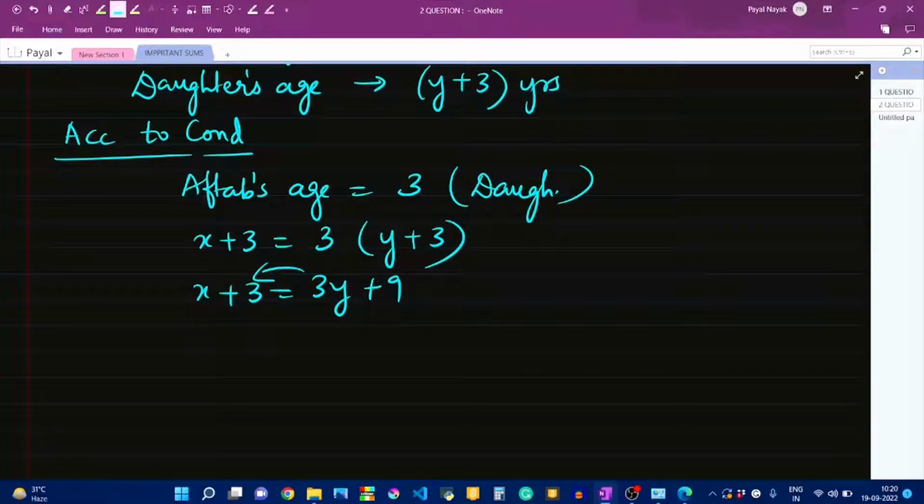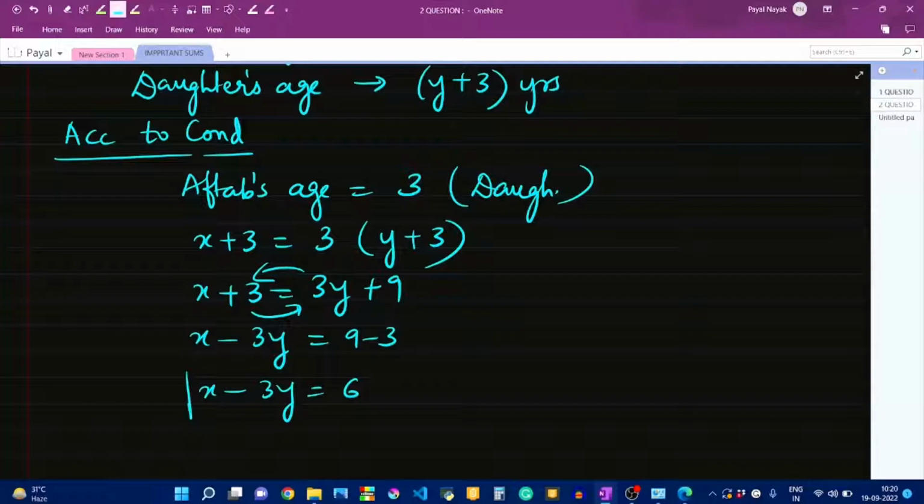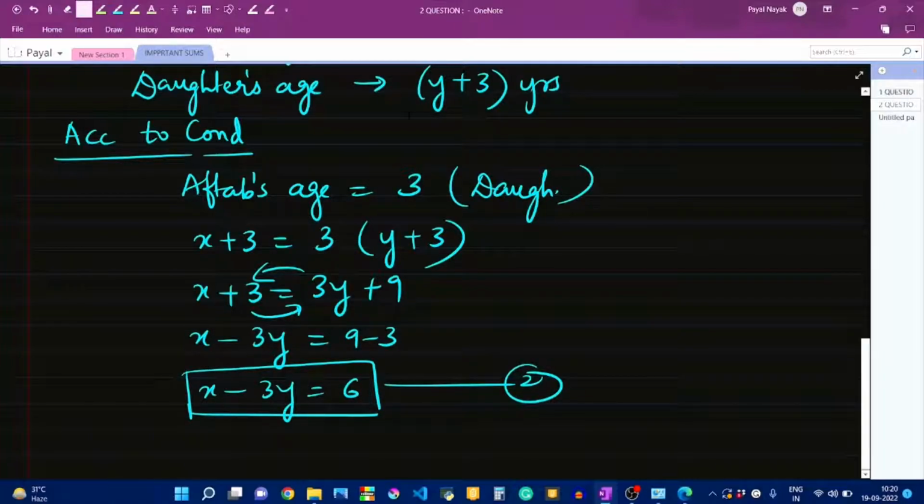So let me just simplify it. This 3y will come on this side, so you get negative. This plus 3 will go on the other side, so you'll get 9 minus 3. So you have x minus 3y is equal to 6. So this is your second equation. You can see we have already got both the equations.